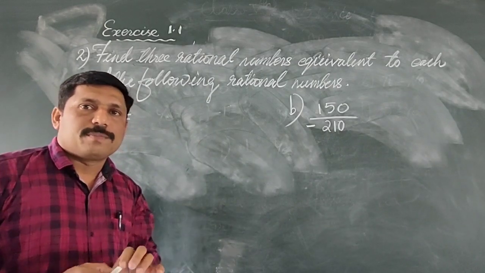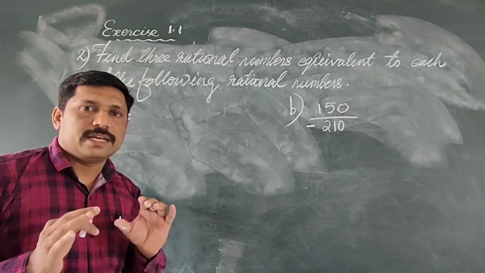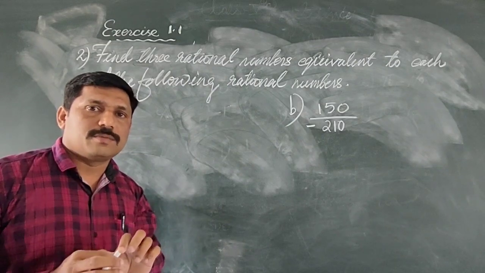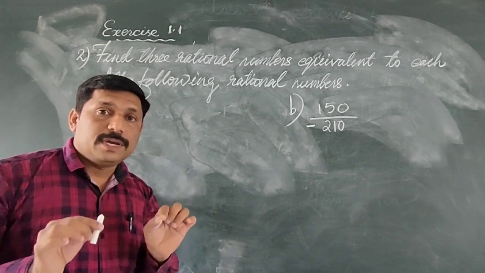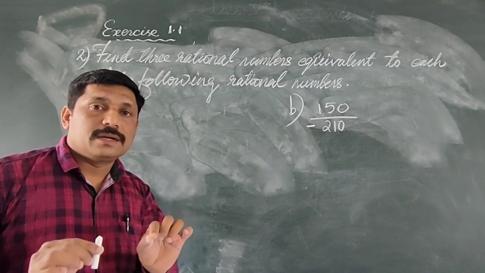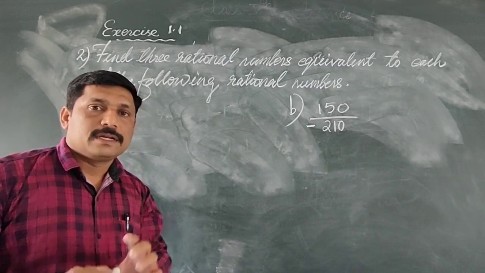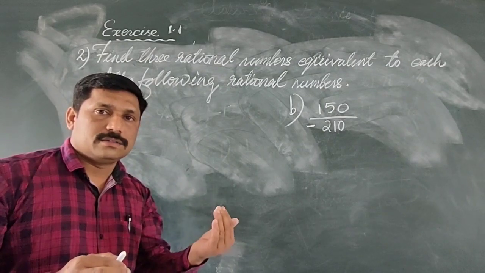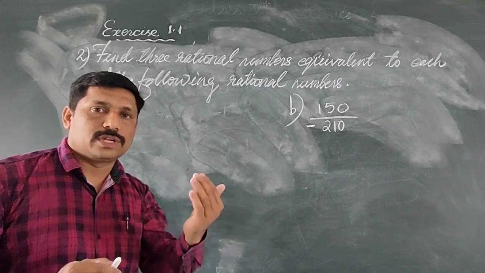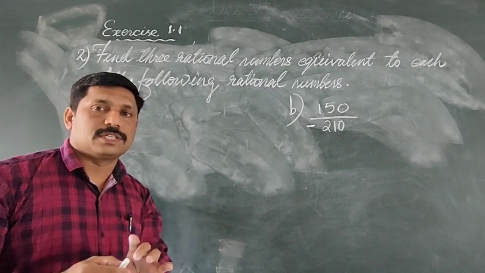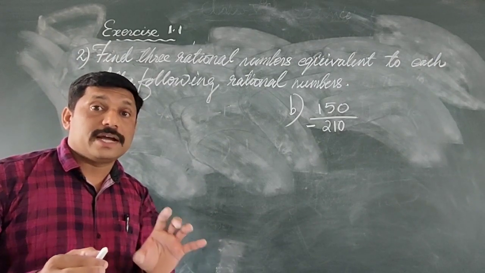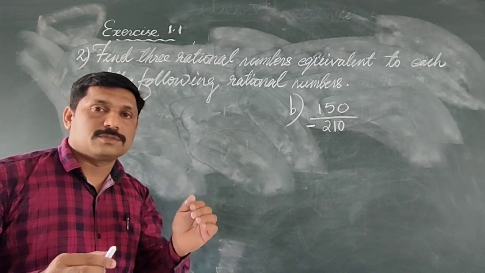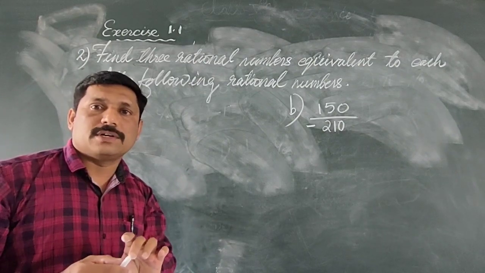Students, in our previous class we studied what equivalent rational numbers are and how to find them. Equivalent rational numbers can be found by either multiplying or dividing the numerator and denominator of the given rational number by the same number, means by 2, 3 or any number. Care should be taken that we multiply or divide the numerator and denominator by the same number. Then we can find the equivalent rational numbers.